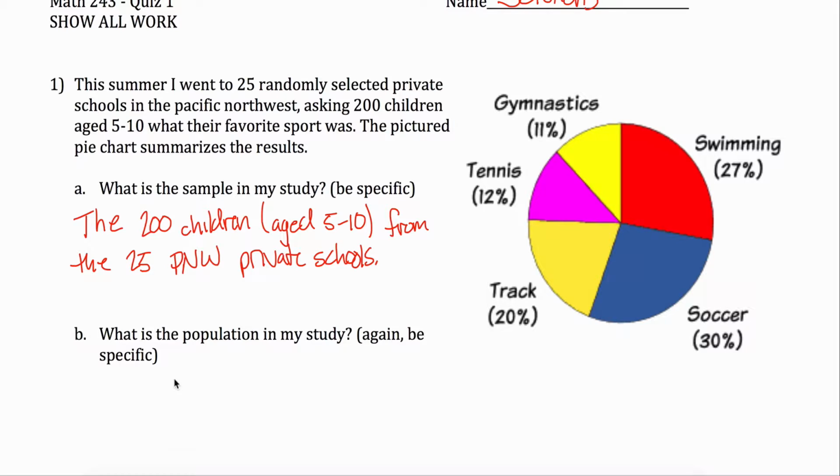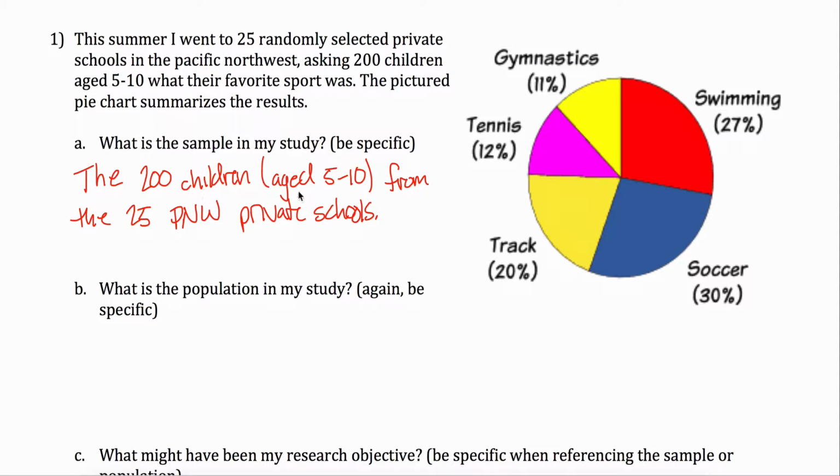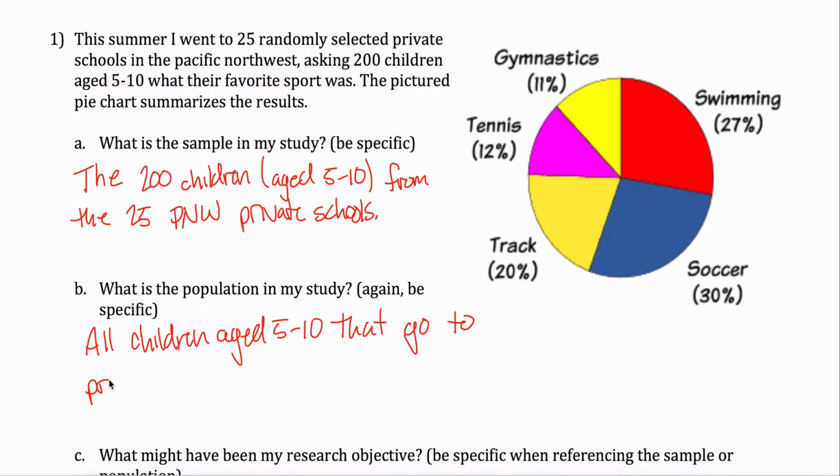That's the sample. The population is the larger group that you want to ask questions about, but it's too big for you to ask questions about. So it's the group that this sample is representative of. So instead of just these 200 children, perhaps a population that would make sense would be all children aged 5 to 10 that go to private schools in the Pacific Northwest.